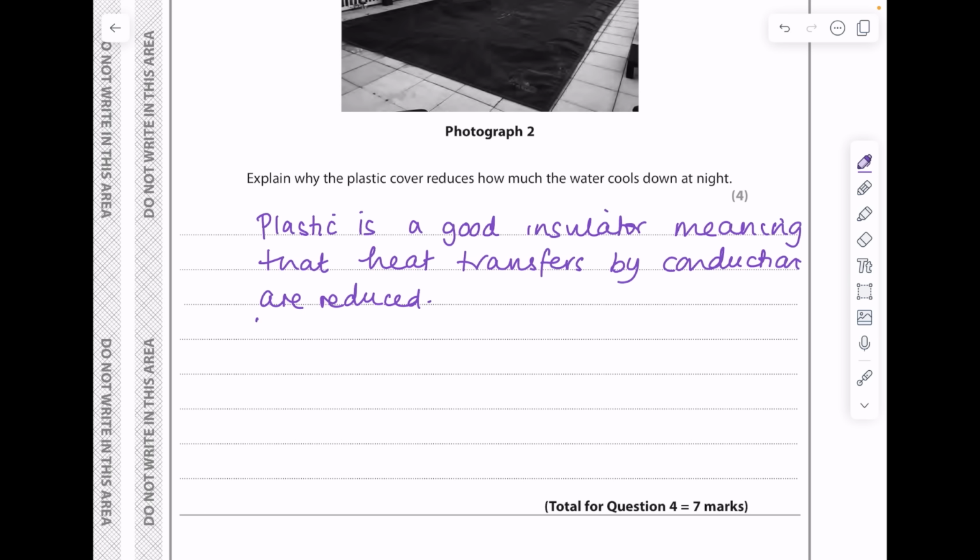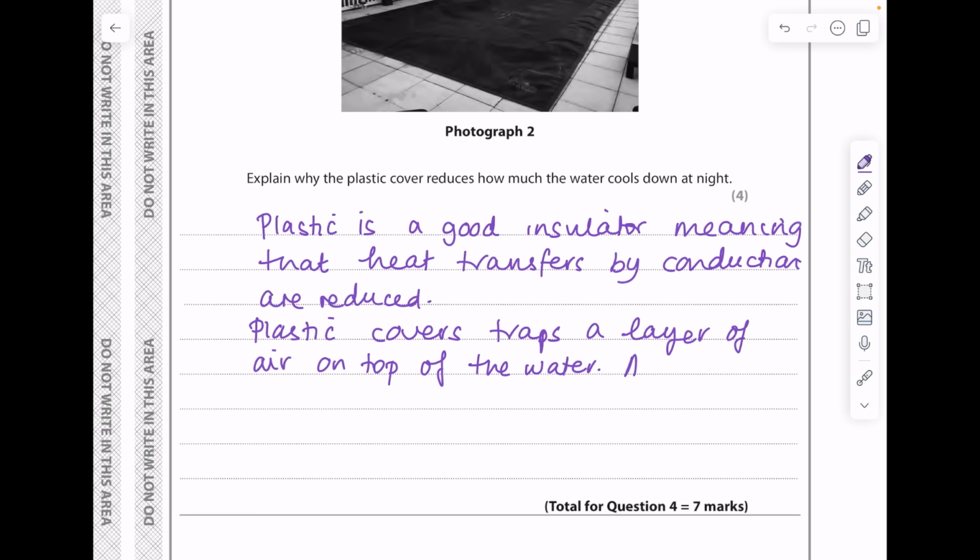We can also say that the plastic cover traps a layer of air. It's a little bit like how a plastic cover works on a coffee cup, keeping the coffee hot on top of the water. And what do we know about air? Air is a poor conductor. I also want to add that the plastic cover prevents convection currents on top of the water.